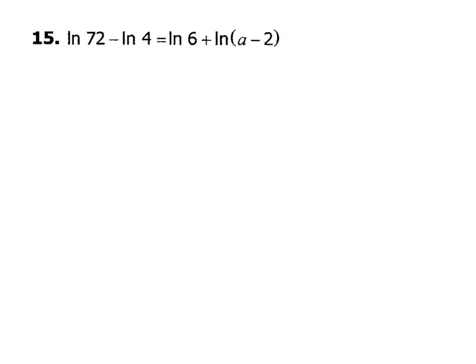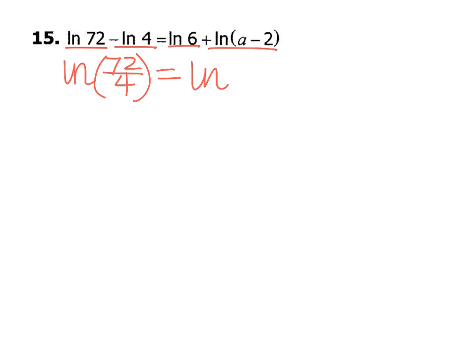All right, number 15. We need to condense both sides of the equal sign into a single natural logarithm before we can set them equal to each other, before we can take the logarithm of both sides and drop the ln. So the left side of the equation, we've got ln of 72 minus ln of 4. So we would condense this to natural log of 72 divided by 4. Over here, we've got the natural log of 6 plus the natural log of a minus 2. So we would condense this to be natural log of 6 times a minus 2.